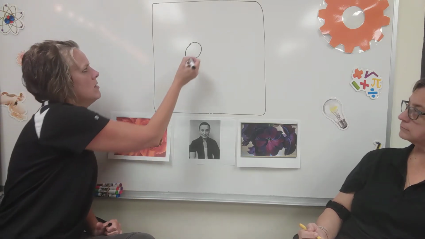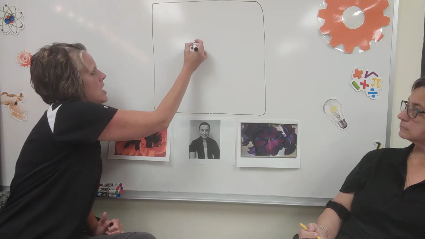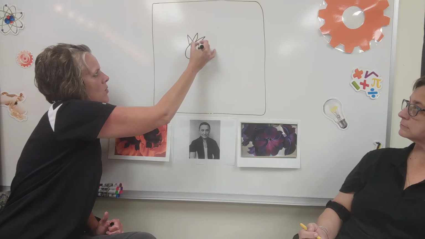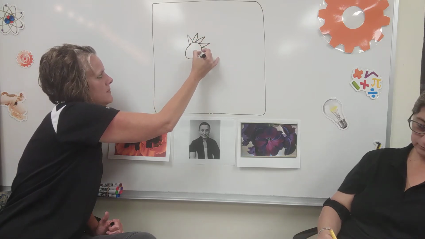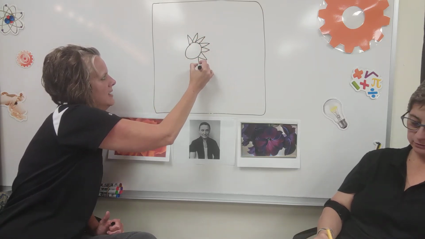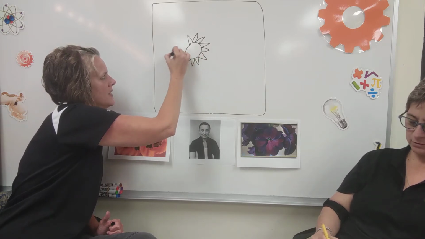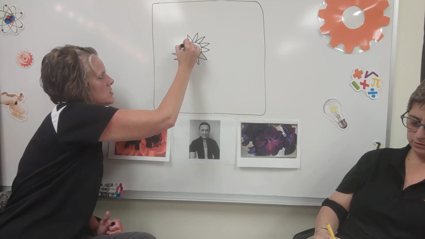All right, now what I'm going to do is I'm going to draw points all the way around. Can you do that? I'm going to try. Kind of looks like a sun. Oh, Mr. Sun, Mr. Golden Sun.